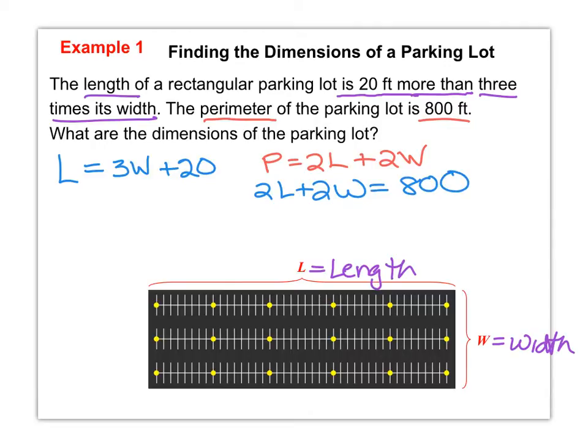Now this represents a system of equations. We have our first equation as L equals 3W plus 20. And then we have 2L plus 2W is equal to 800. So we've got our first equation and our second equation, and we can use the substitution, elimination, or graphing method. We'll go ahead and use the substitution method. We already have the first equation solved for one of the variables, so what we'll do is we'll take the L in the first equation, what that is equal to, and substitute it into the L in the second equation.